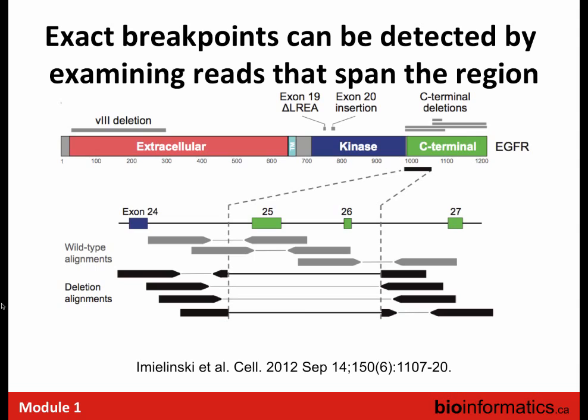One benefit of whole genome sequencing and RNA sequencing is that the exact breakpoints of these rearrangements can be detected by examining reads that span this region. So this is an example in lung cancer where there's an activating deletion in the C-terminal of EGFR. You can see the wild-type reads just span the region as they normally would, but where you have a breakpoint, these reads actually break and then continue on the other side.